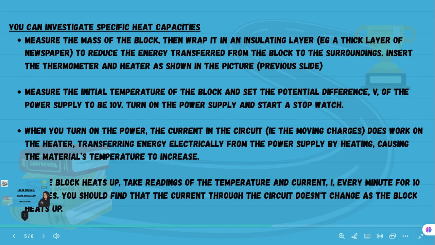Measure the mass of the block, then wrap it in an insulating layer, for example a thick layer of newspaper, to reduce the energy transferred from the block to the surroundings. Insert the thermometer and heater as shown in the picture from the previous slide. Measure the initial temperature of the block and set the potential difference, V, of the power supply to be 10 volts. Turn off the power supply and start a stopwatch.